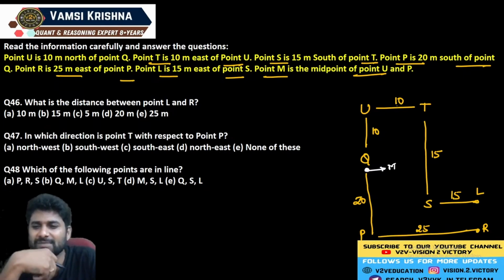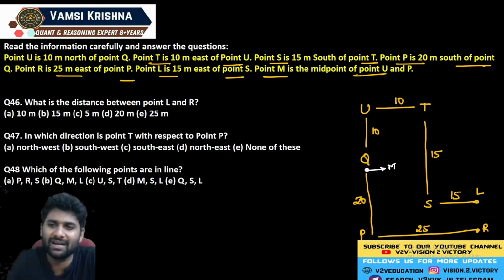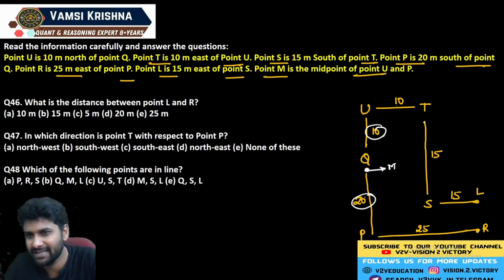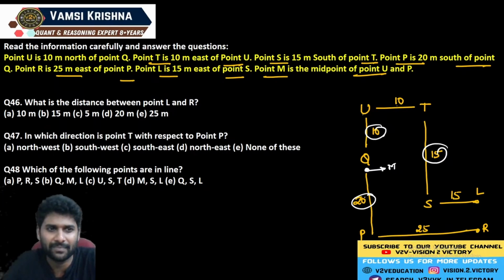Another question: what is the distance between L and R? Guys, it's a difference. You already know that it's 30, right? It's 10, it's 20. So from U to P, it's 30. T to S is 15. Definitely, it's a difference of 15.